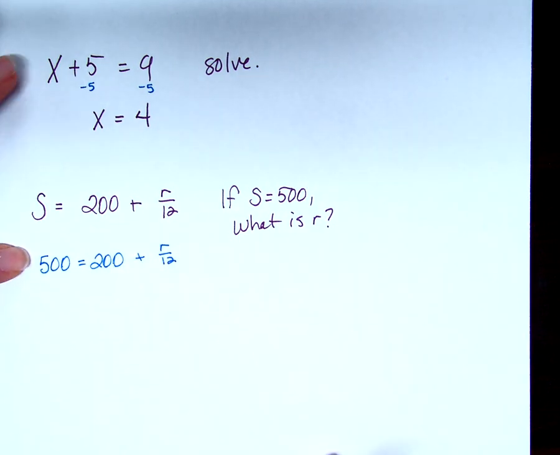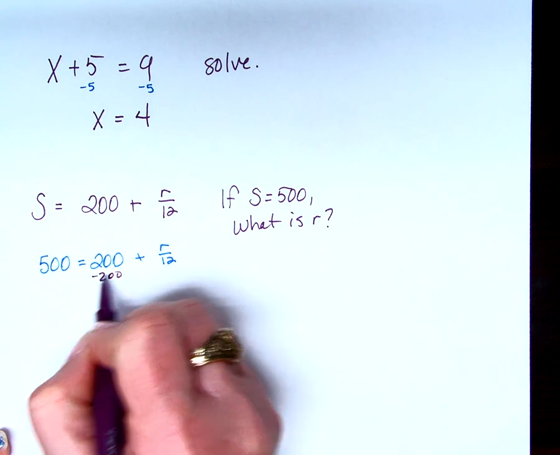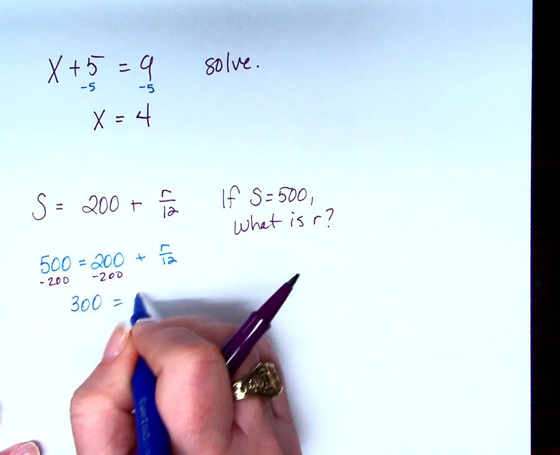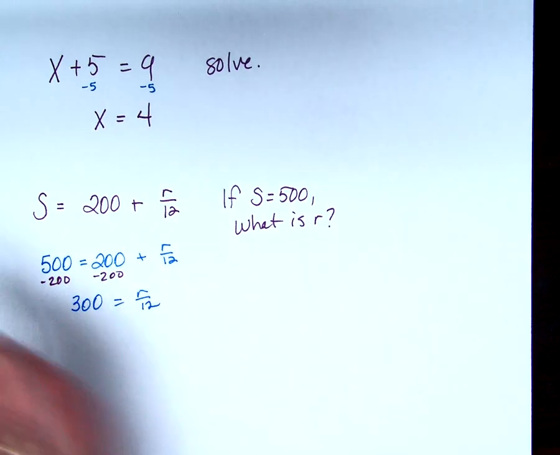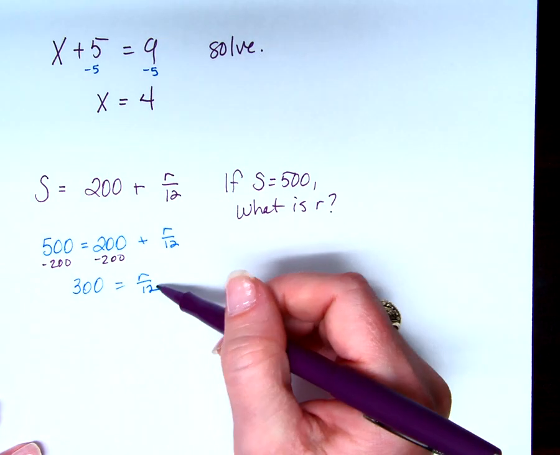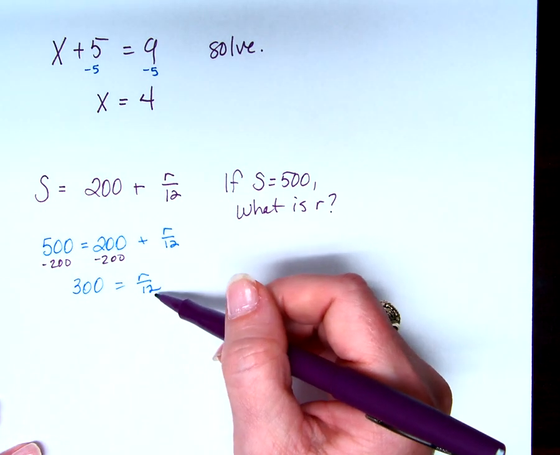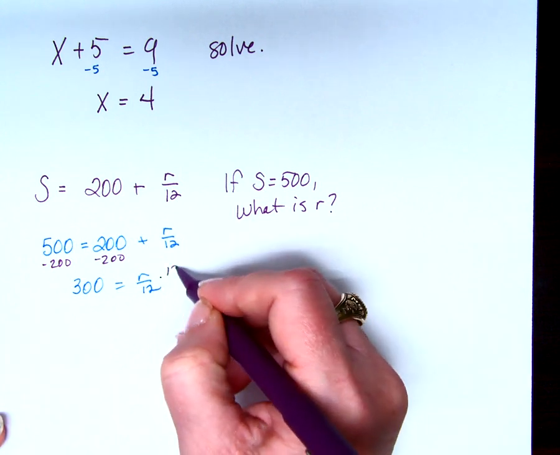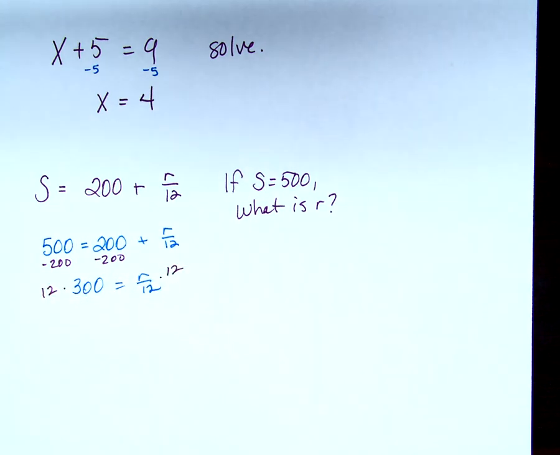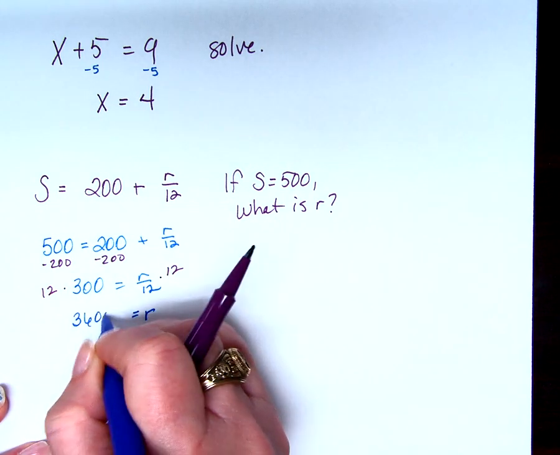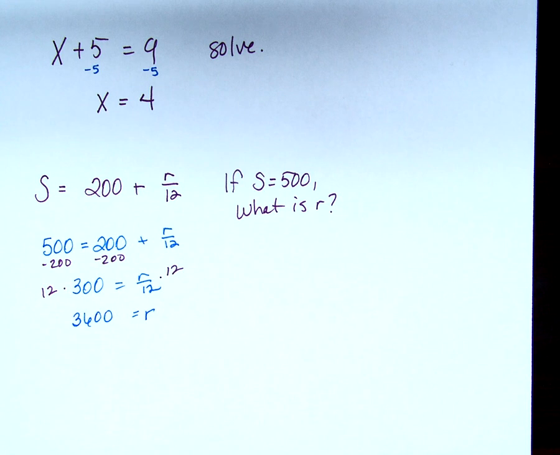Now do you see how these two would be the same kind of question? Because I have to subtract 200 from both sides to get 300 equals R over 12. And to solve for R, what do I have left to do? Yeah, well, what's the 12 doing to the R? Dividing. And what's the inverse operation from dividing? Multiplying. So if I multiply both sides of the equation by 12, what do I have left? R equals 3,600, right?